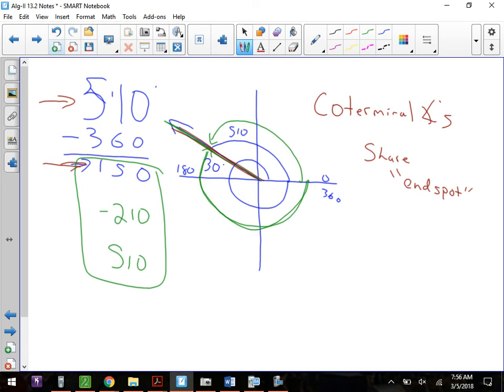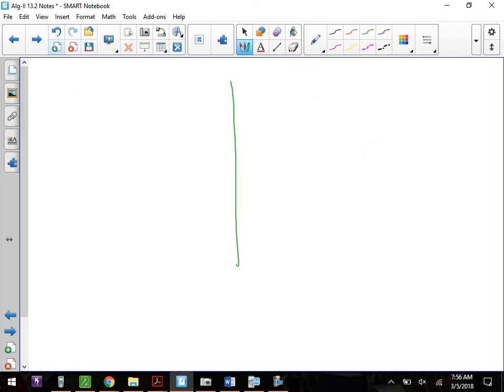Try another one real quick. Let's say you've got negative 60. I'm going to do a positive and a negative coterminal angle of negative 60 degrees. Okay. So first of all, if I go negative 60 degrees, that means I'm starting at 0 and I move to the fourth quadrant down 60 degrees.